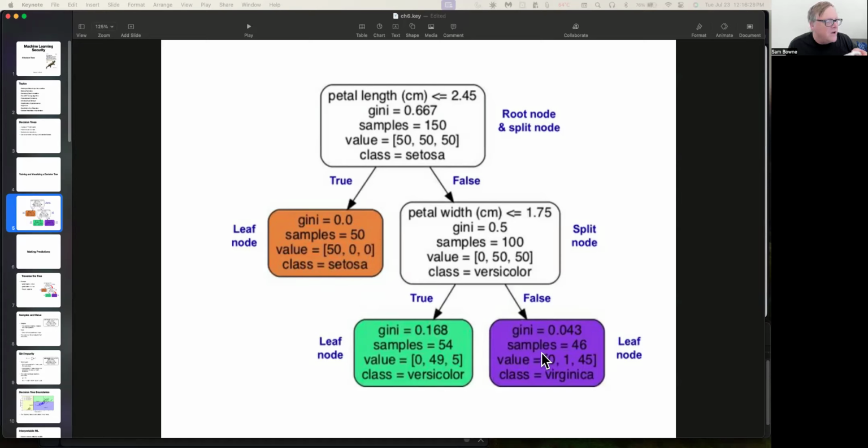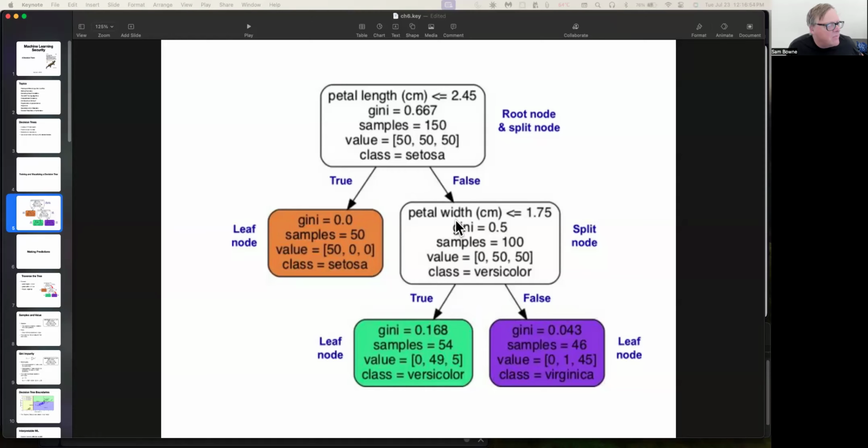But the two remaining ones overlap somewhat. So now you go to the width and decide if the width is less than 1.75, and you end up with an imperfect separation. This one here is almost pure, 45 of one species and only one of the wrong species. And over here you have 49 of the right species and 5 of the wrong species. So with two if statements, you've gotten a pretty good separation.